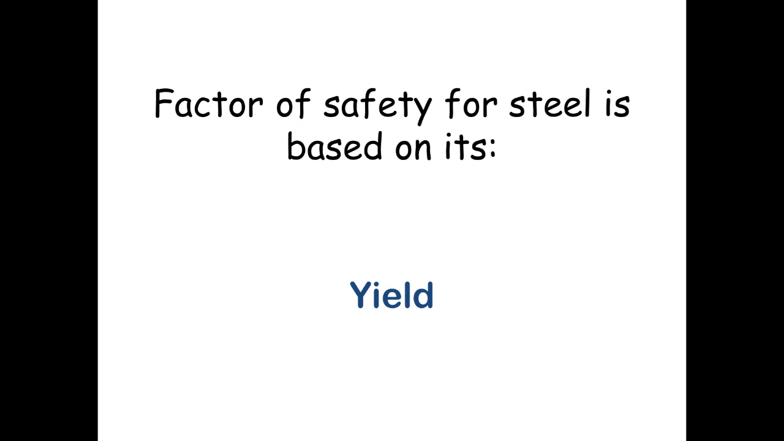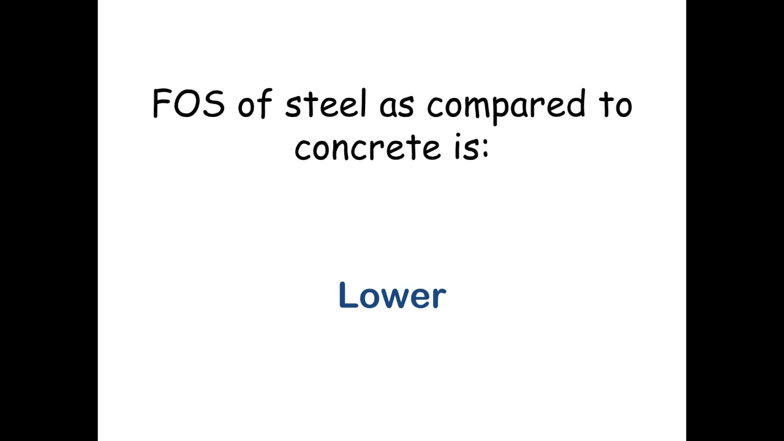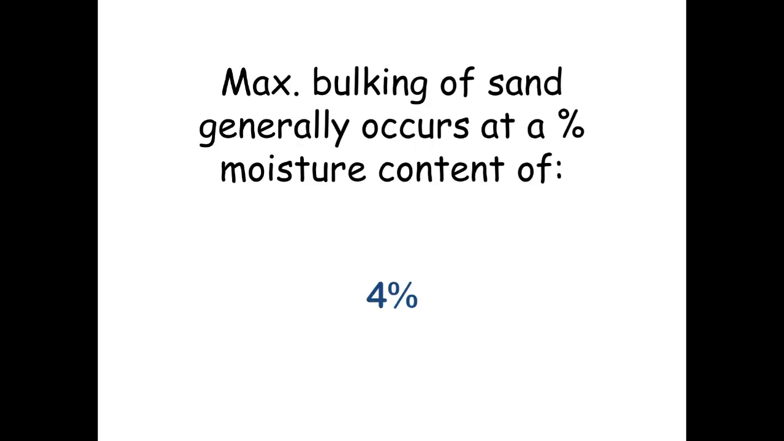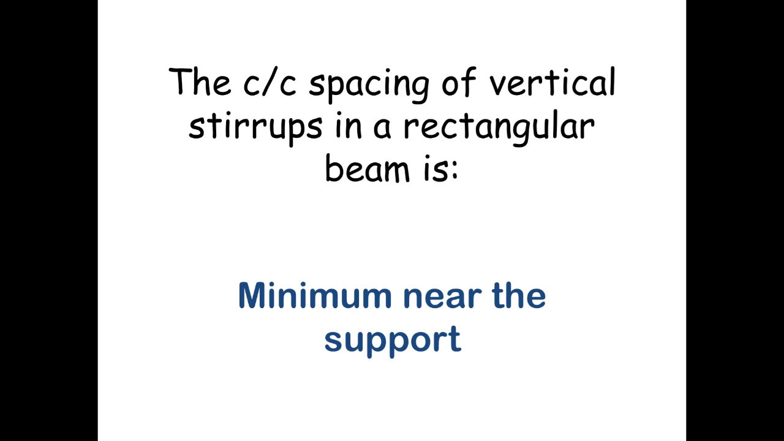Factor of safety for steel is based on its yield. Factor of safety of steel as compared to concrete is lower. Maximum bulking of sand generally occurs at a percentage moisture content of 4%. The center to center spacing of vertical stirrups in a rectangular beam is minimum near the supports.